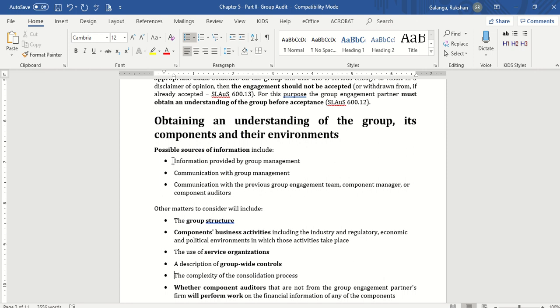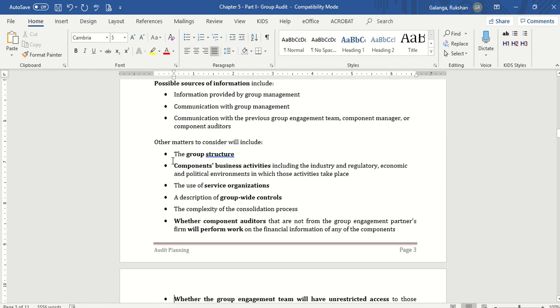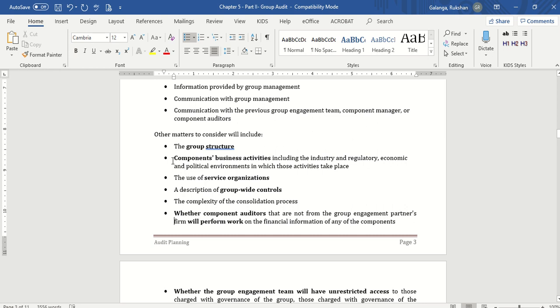So those factors need to be aware by the auditor. Before taking on a big audit, he has to see whether he can get that information, right? So these are the information that the group audit should concern. Whether component auditors that are not from the group engagement partner's firm will perform work on the financial information of any of the components, right?